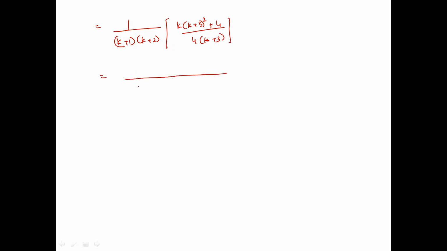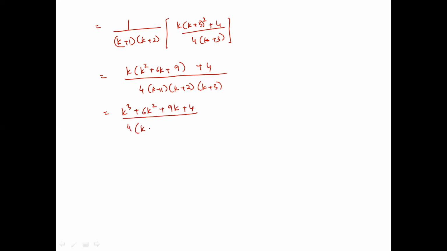So in denominator, I will have 4 into k plus 1 into k plus 2 into k plus 3. Numerator, I will have k into k square plus 6k plus 9 plus 4, which I can write as k cube plus 6k square plus 9k plus 4 by 4 into k plus 1 into k plus 2 into k plus 3. This is the answer I got for left hand side. Right hand side separately I will take down so that there will be no calculation mistakes.